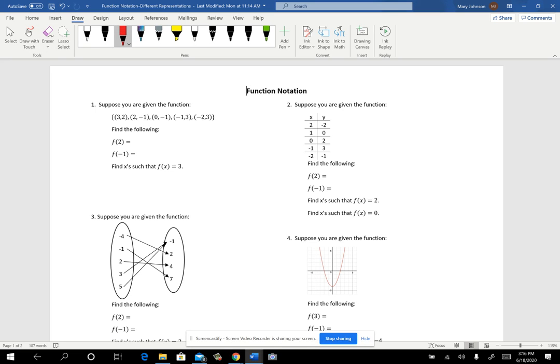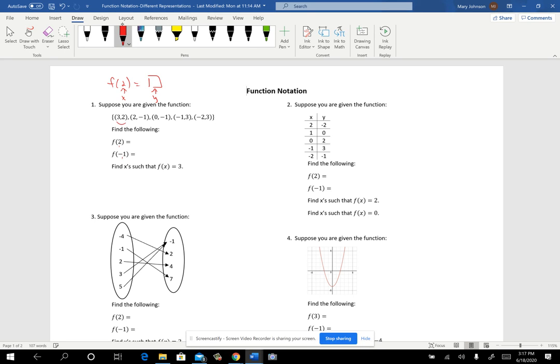Sometimes it throws people a little bit. Okay, but remember that what's in here is your input. These, the 2 and the negative 1, those would be your input. So if you have f of 2 equals some number that you're looking for, this is your x value, and what you want is your y. So remember, ordered pairs are an x and a y.